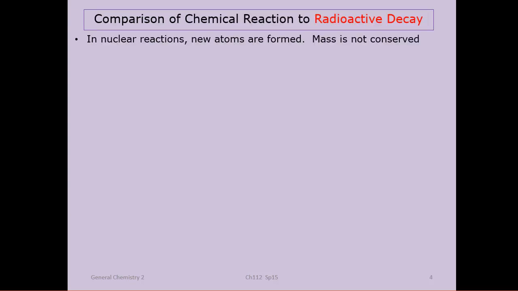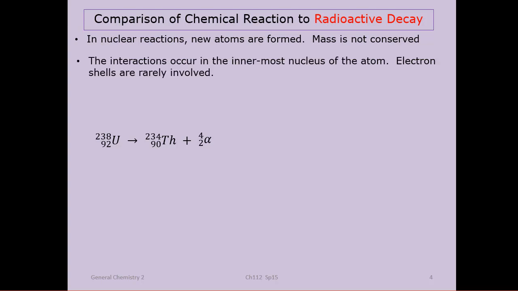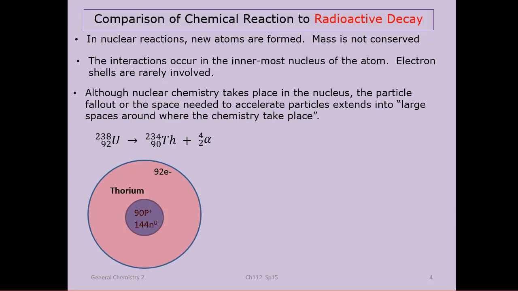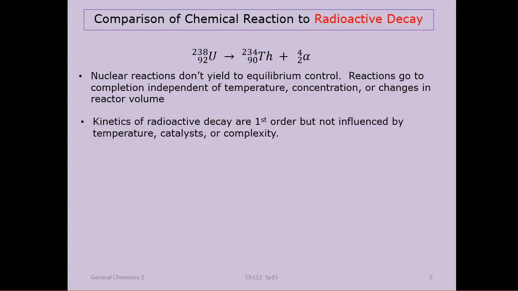Let's compare that to radioactive decay. In nuclear reactions, new atoms are formed, but the mass is no longer conserved. In other words, I start with uranium, but I might end up with thorium and a particle that flies out of the nucleus. This occurs out of the nucleus, not out of the electron shells. The shells are rarely involved. The particle flies out, and so the implications are that it's not under equilibrium control and it's not really reversible, so Le Chatelier's principle doesn't apply. In terms of kinetics, it's usually first order, but it is not influenced by temperature, catalyst, or complexity.